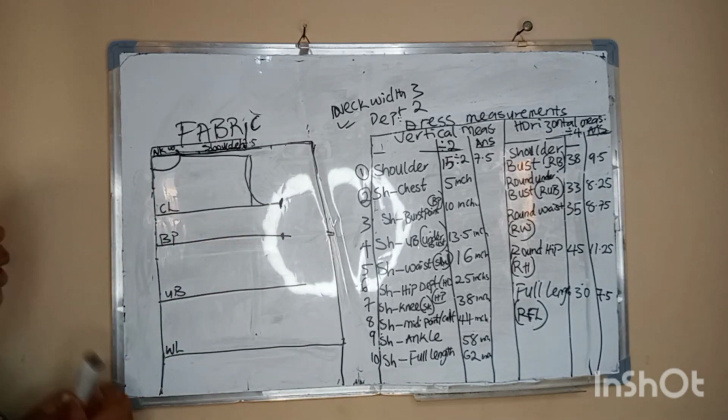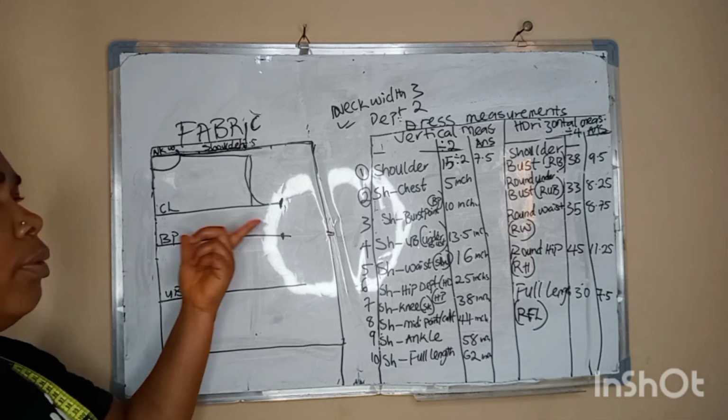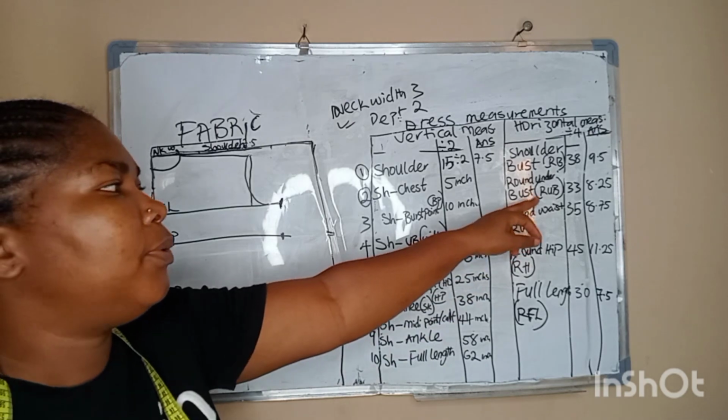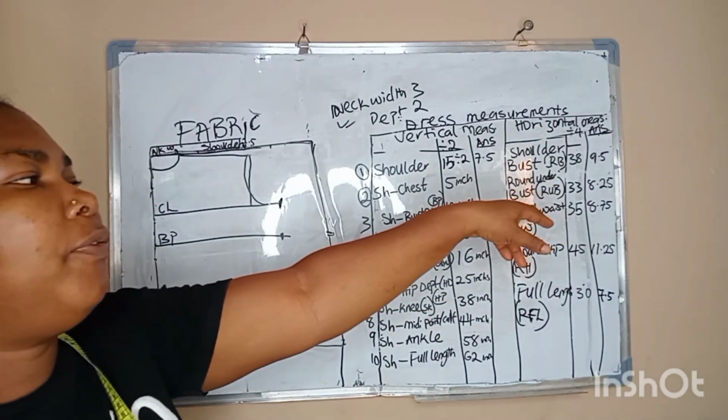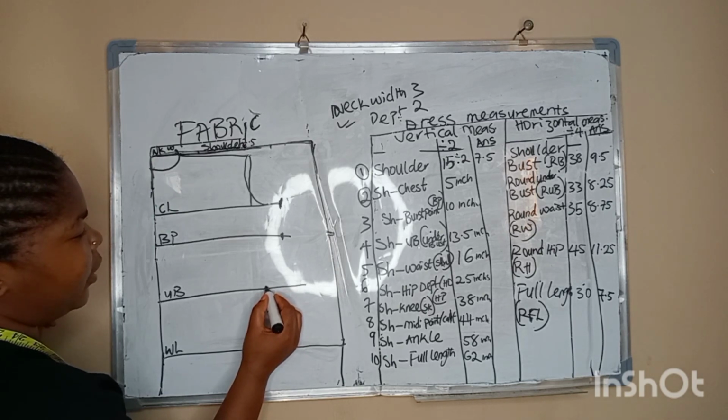Next thing is your underbust. Your underbust is usually smaller than your bust point. So in this case, we had 33 inches as our round underbust measurement. So divided by 4 is going to give you 8.25. And this is where you're going to mark your 8.25.